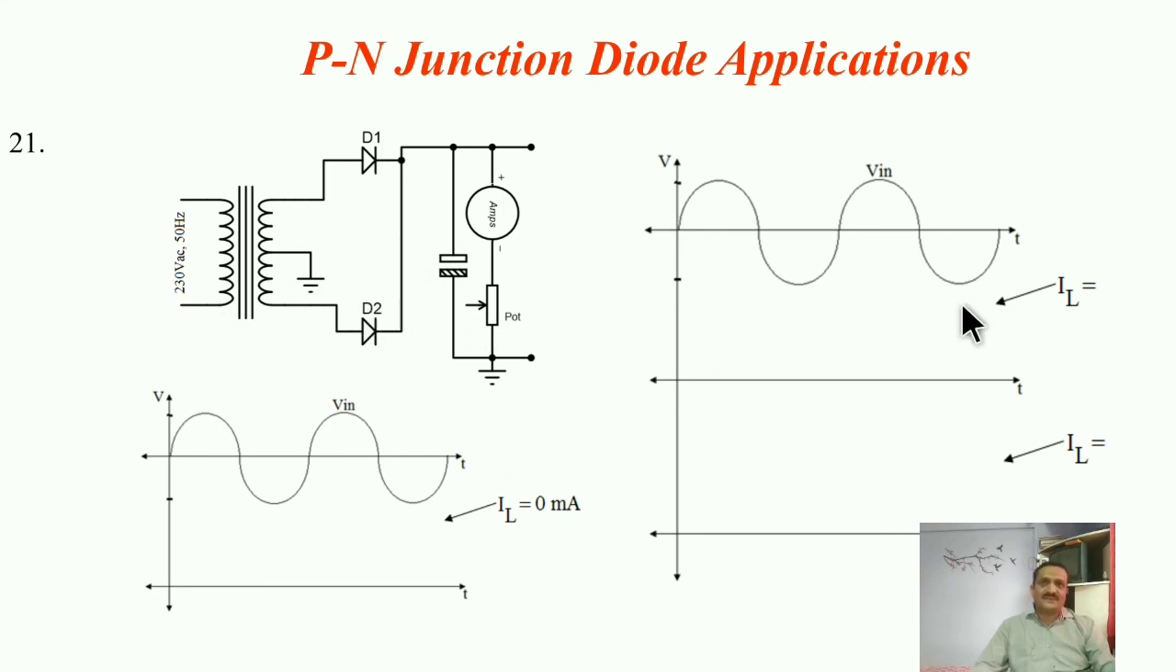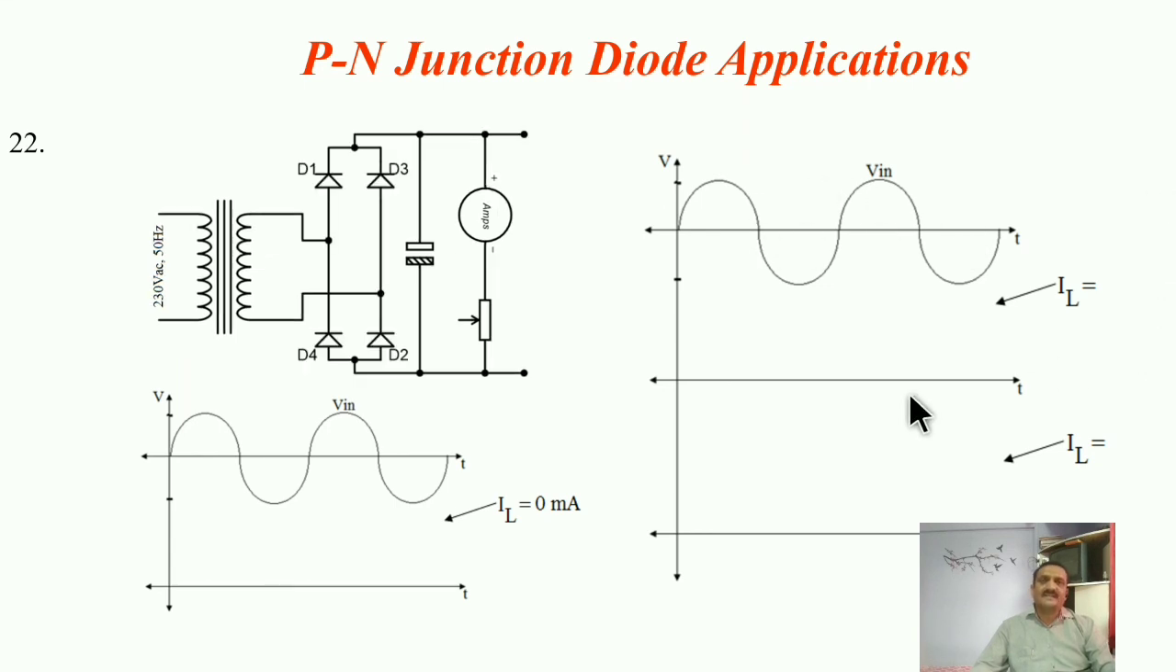Same thing for the full wave rectifier. Again, IL equals 0, then IL small and IL somewhat high. Just imagine what nature of output you will have. But as compared to the previous one, which was a half wave rectifier, the ripple content of this full wave rectifier will be somewhat less, but it is still there, and that's why we have to call it unregulated.